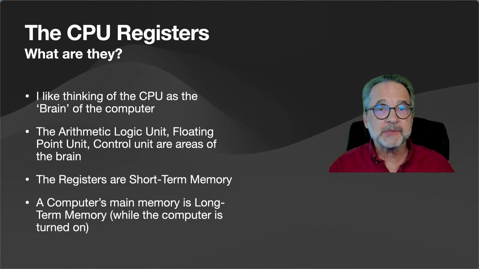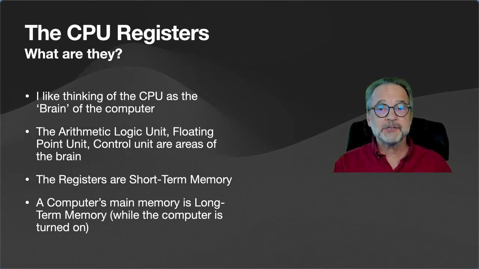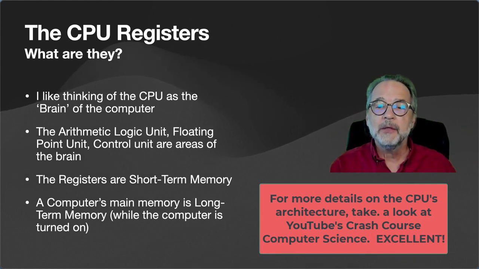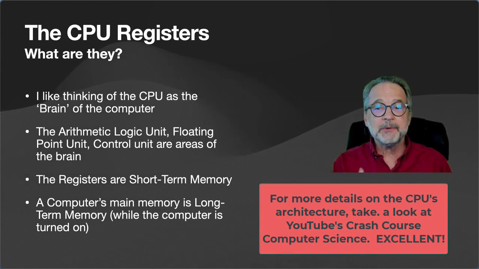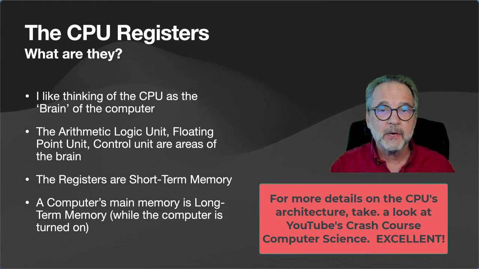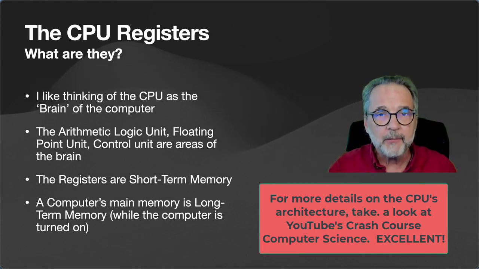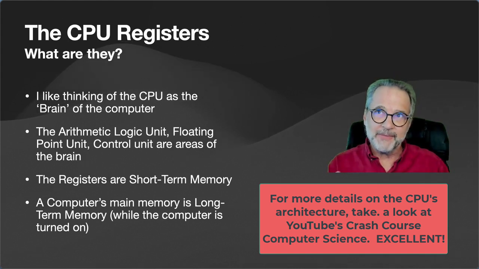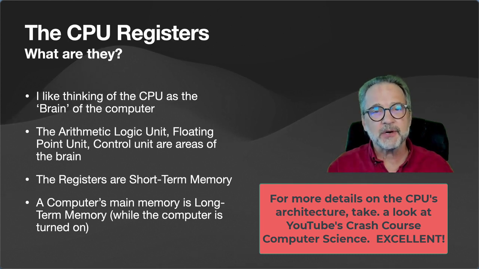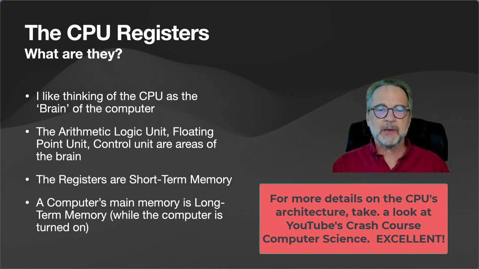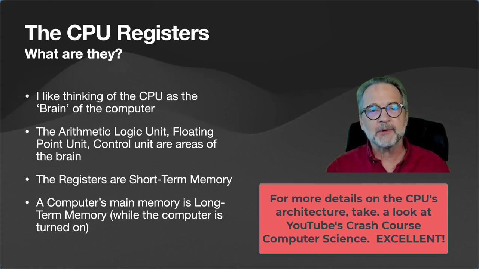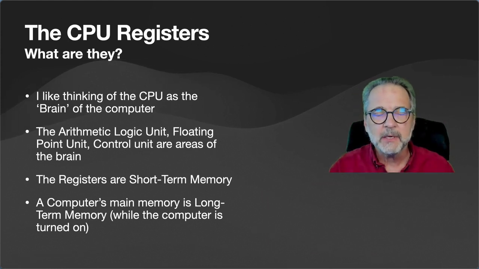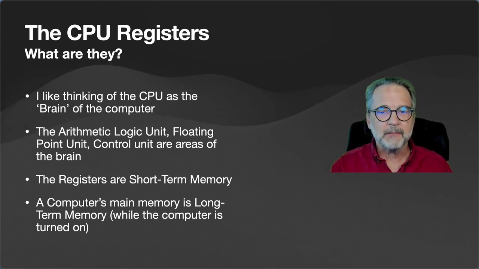I like thinking of the CPU as the brain of the computer. The arithmetic logic unit, the floating point unit, and the control unit are areas of the brain. The registers are short-term memory, and a computer's main memory is long-term storage while the computer is turned on. Remember, memory is not long-term by definition, because when you turn off the computer it's lost. Secondary storage, such as a hard drive, a USB thumb drive, or an optical drive, would be real long-term. But in the case of talking about the CPU as the brain, that's what it's all about.